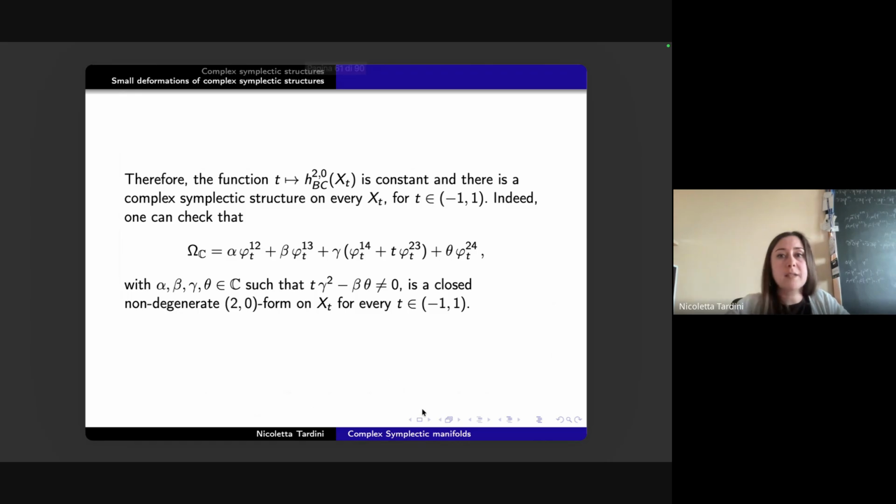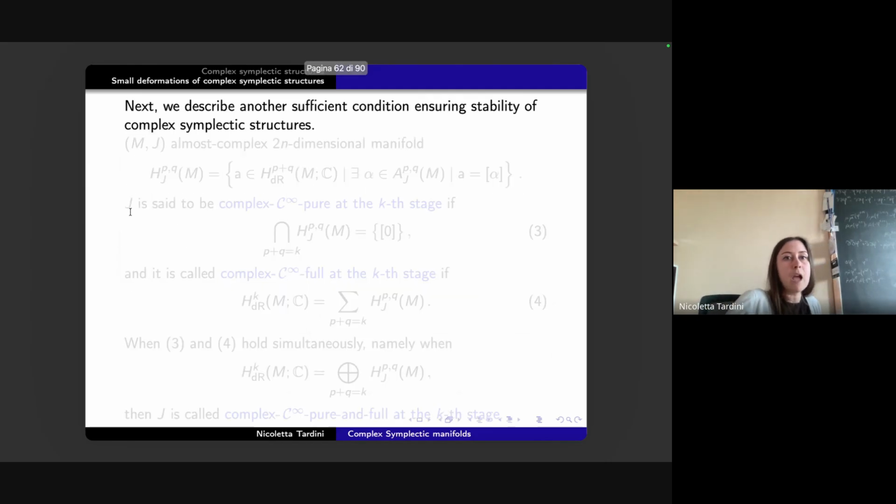And so we can apply the previous theorem, and we know that the deformation has a complex symplectic structure. You can write it down explicitly. For instance, you can show that this is a complex symplectic structure, but already the theorem is saying that we will have stability. Another sufficient condition ensuring stability comes from other cohomology groups, not the Bott-Chern cohomology, but some subspaces of the de Rham cohomology.